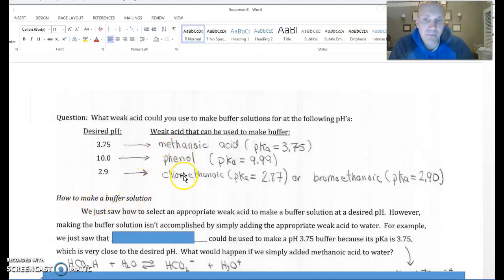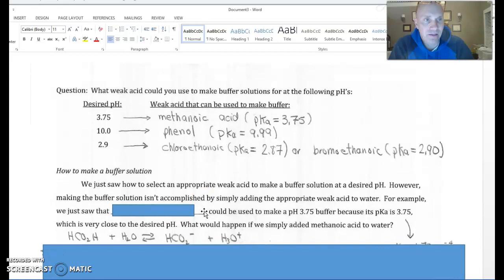All right. So up here, we just saw how to select an appropriate weak acid that you could use to make a buffer at these pHs. But does that mean that the way you make this buffer solution is you just add some of this weak acid to water? All right, and the answer is no.